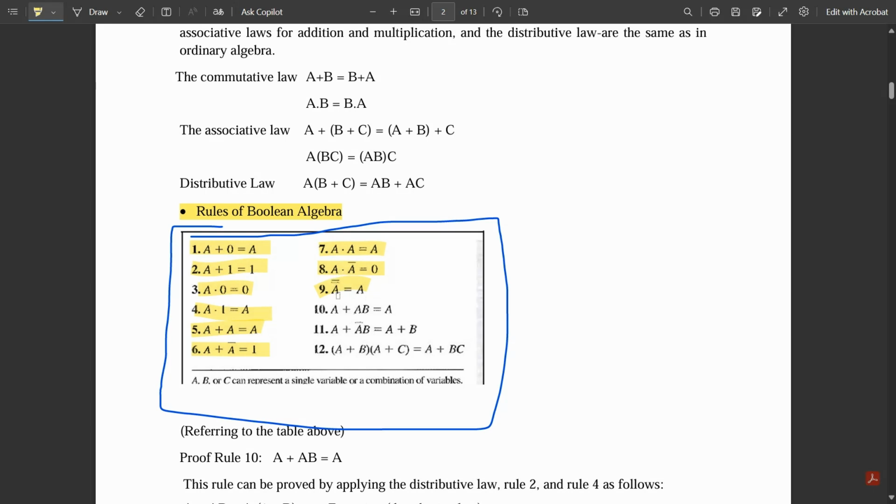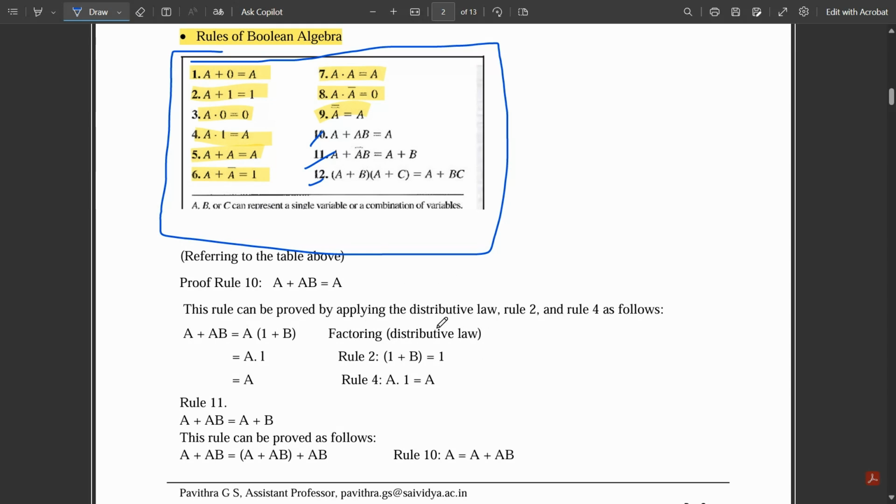If a number is there, A, if you take its complement, it would be the reverse of that. And if you take that reverse's complement again, it would be the number itself, right? So A double bar would be equal to A itself. And these 10, 11, 12 rules are not so important, but they have given them. You see here what they have given: A plus AB is equal to A, A plus A bar B is equal to A plus B, then A plus B into A plus C is equal to A plus BC. For these three, the proofs also they have given here, how they have solved rules 10, 11 and 12.